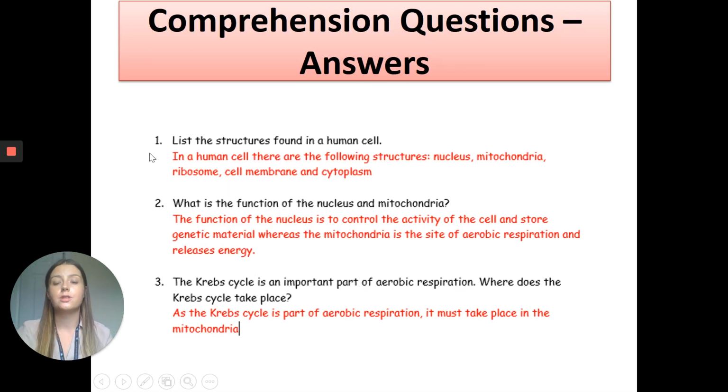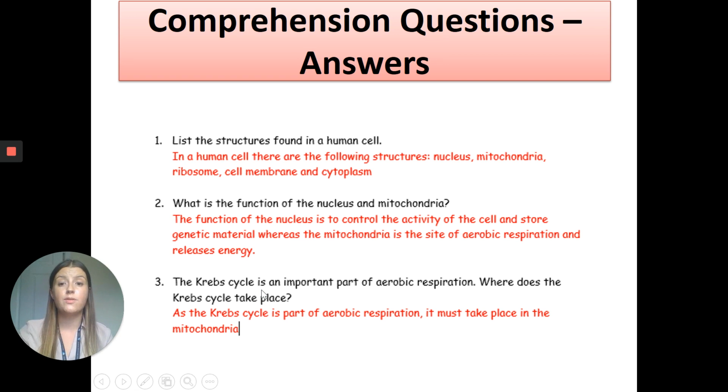So we've got: list the structures found in a human cell. You'll notice that I've written in a full sentence. It's really important that even though you're doing revision work, you're writing in full sentences. So in a human cell, there are the following structures: nucleus, mitochondria, ribosome, cell membrane, and cytoplasm. Simple recall. Once you've learned those structures, you'll be able to answer those questions super easily. So what's the function of the nucleus and mitochondria? The function of the nucleus is to control the activity of the cell and store genetic material, whereas the mitochondria is the site of aerobic respiration and releases energy. Again, I've mentioned releasing energy, not creating.